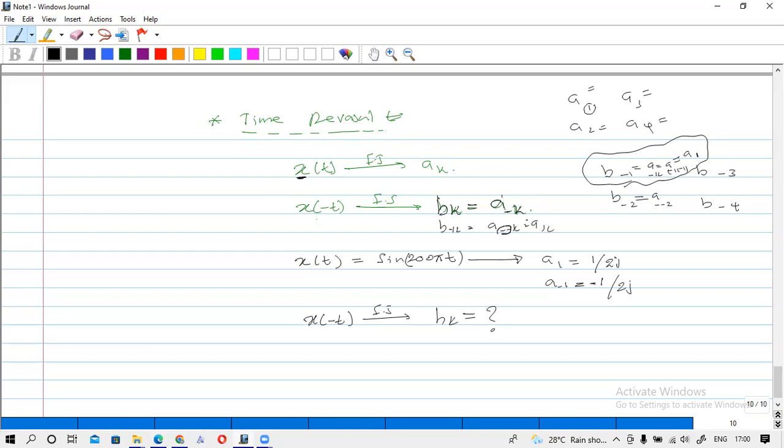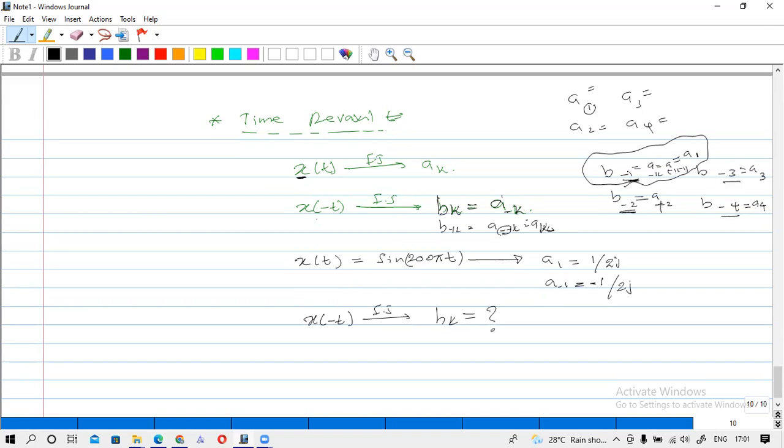Minus minus, you will get plus. So it will be ak. Same here. b minus 2 is equal to a minus minus 2. That means a2. So b minus 2 is equal to a2. And b minus 3 is equal to a minus minus 3. That means a3. b minus 4 is equal to a minus minus 4. That means a4. So these are the values: b minus 1, minus 2, minus 3, minus 4.